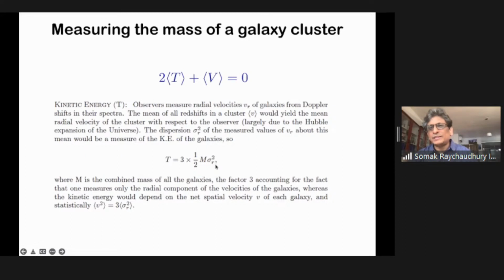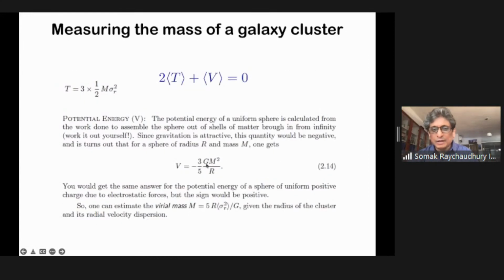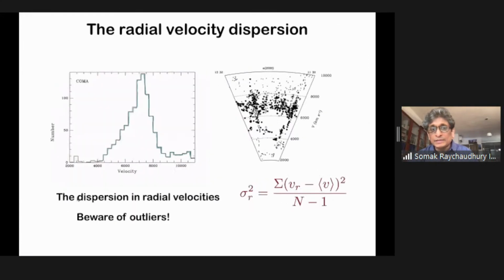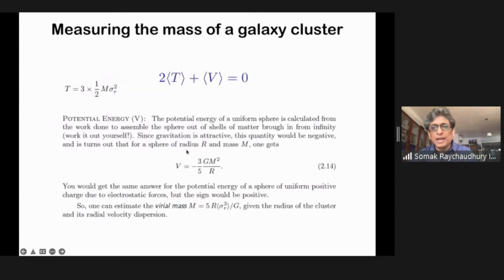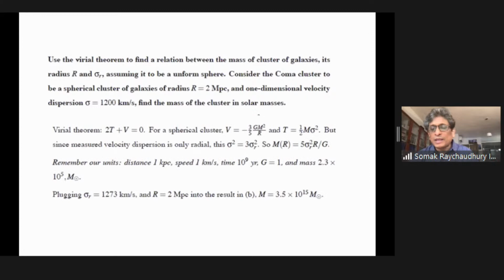I hope you understand how it's done. So for V, you get minus 3/5 GM squared over R, for R being the radius of the cluster. And here you get just 3/2 M sigma squared, which you can measure from this particular diagram.